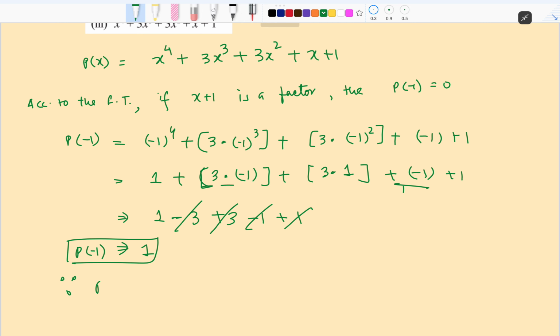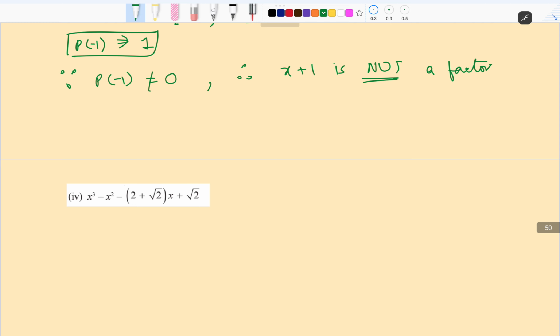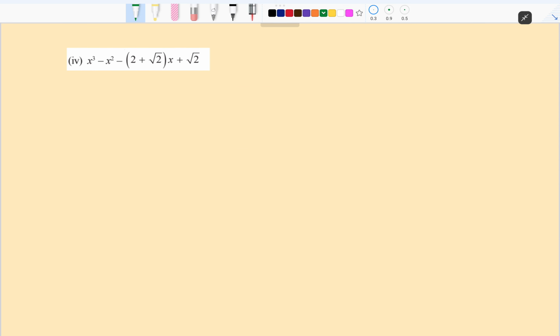Since P of minus 1 is not equal to 0, therefore, according to the factor theorem, x plus 1 is not a factor. Clear? Let's look at the next question. Again, we have to check whether P of minus 1 is equal to 0 or not. Let's find out. Minus 1 cube minus minus 1 square. We have to replace the x with minus 1 simply.